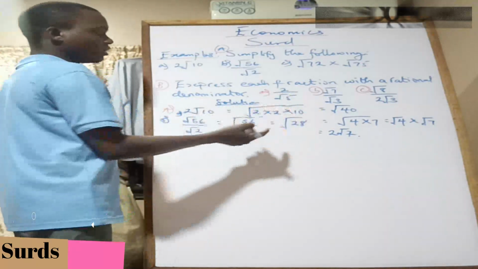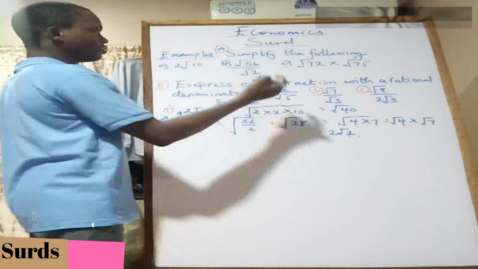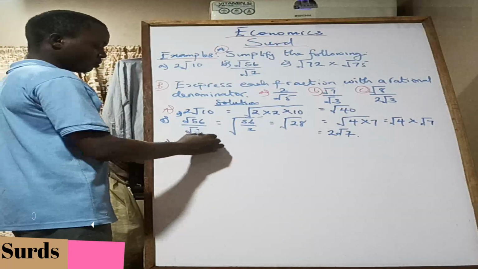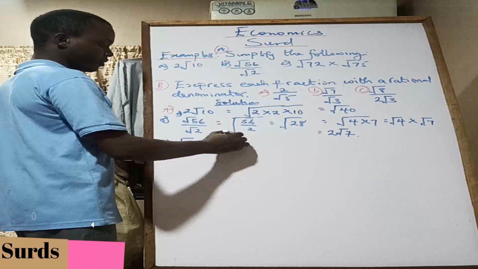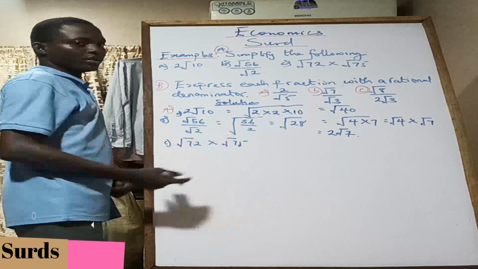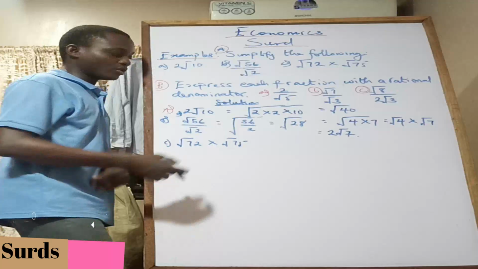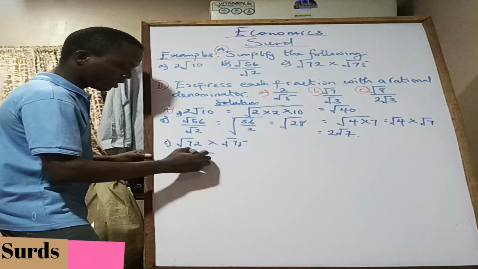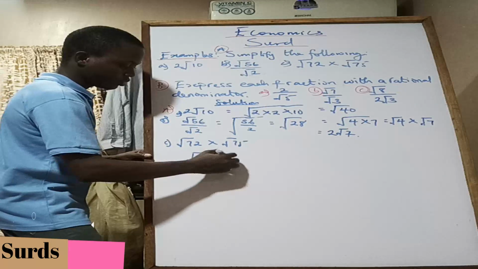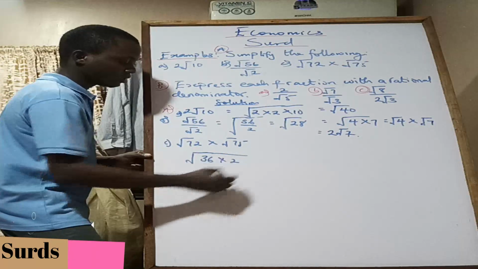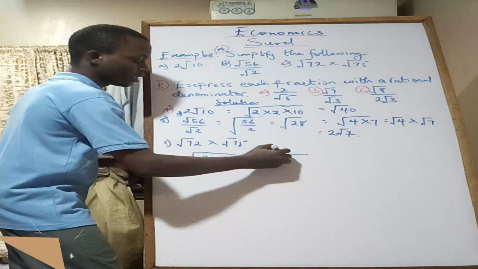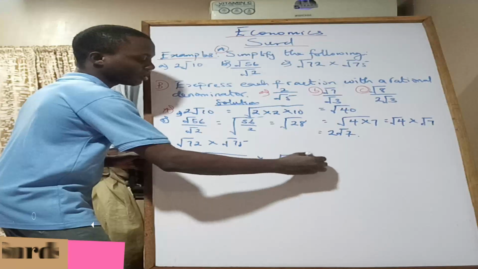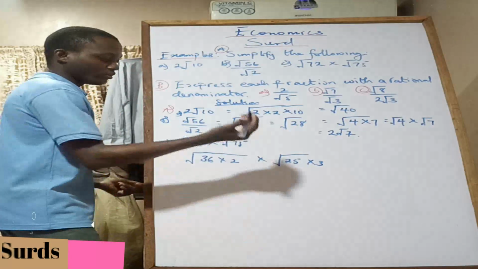Then root 72 times root 75. So root 72 multiplied by root 75. If we expand this, can we express 72 in the form of a perfect square? Yes. So this is basically going to be root 36 times 2, where the root covers everything, then multiplied by root, and we can also express 75 in the form of a perfect square. That's 25 multiplied by 3. 25 times 3 gives us 75.